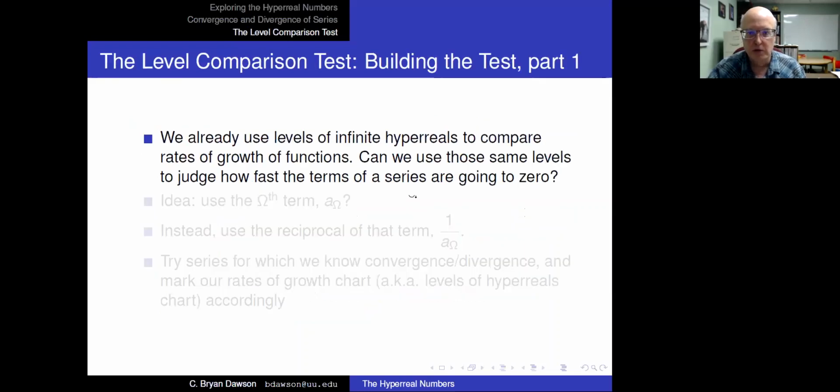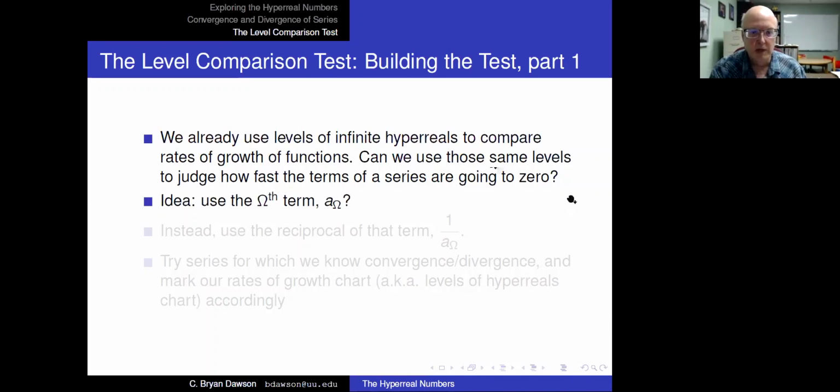So I claim we can use the hyperreals to build a comparison test, a level comparison test, I'll call it, that can be very simple to apply and very or nearly universal. So we will do this with series with positive terms, though, by the way. We already had that slide earlier where we looked at levels of infinite hyperreals, and I mentioned how they can compare rates of growth for functions. The question is, can we use those same levels to judge how fast the terms of a series are going to 0?